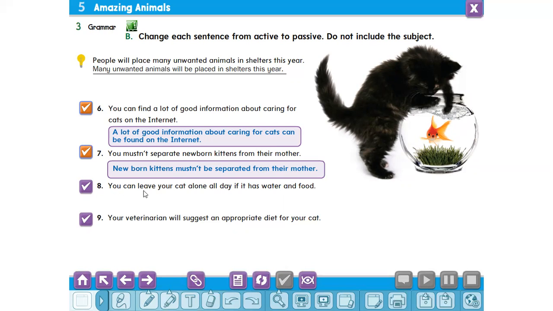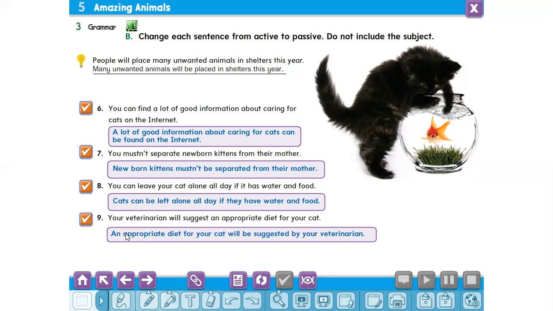Number 8, you can leave your cat alone all day if it has water and food. Cats can be left alone all day if they have water and food. Your veterinarian will suggest an appropriate diet for your cat. An appropriate diet for your cat will be suggested.